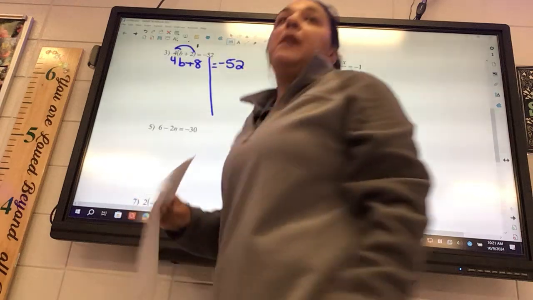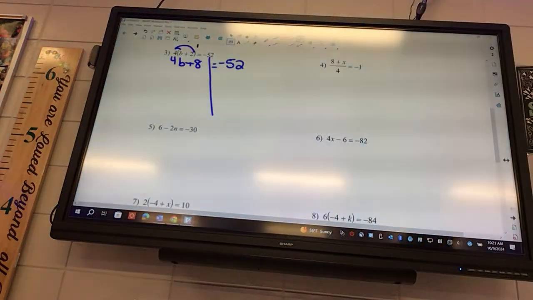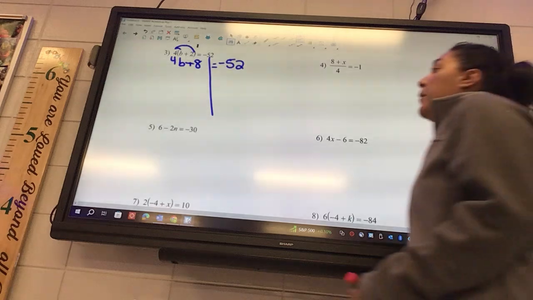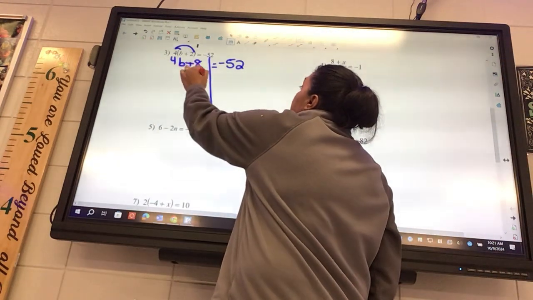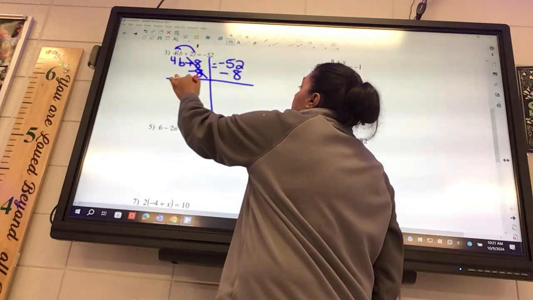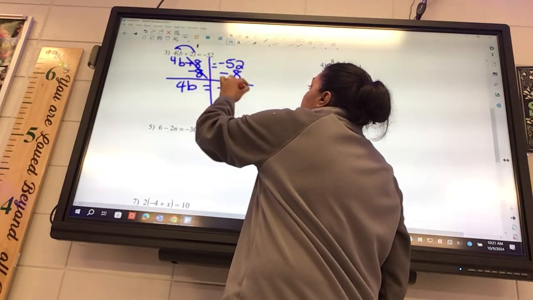Okay, who is the couple? 4b. Who is the kid? 8. Who's the babysitter? 52. Okay, so we're going to move the kid first. How do I move a plus 8? Minus 8, minus 8. So I'm going to get 4b equals negative 60.